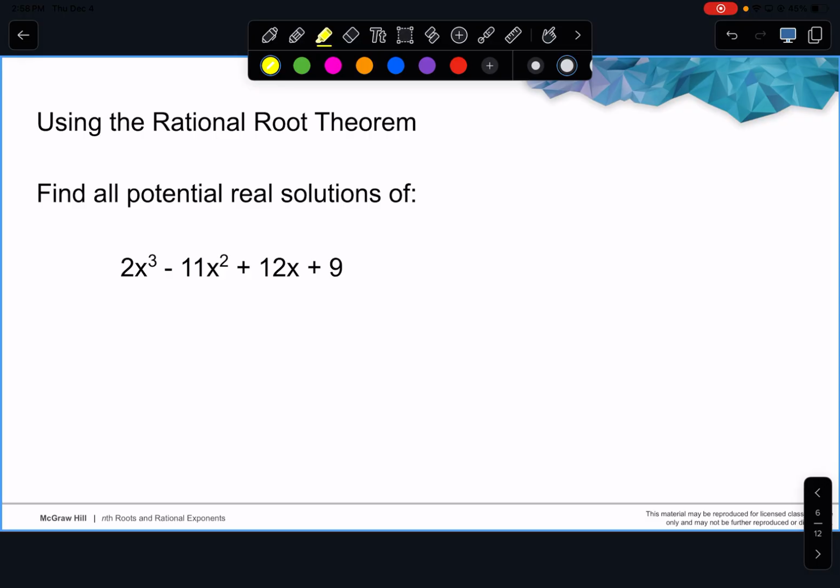We're going to use this as our guinea pig. All right? 2x cubed minus 11x squared plus 12x plus 9. Okay? And how I do this is going to be very purposeful, okay? So the first thing that I want you to do, just so you have it in your notes, is I want you to label this as the leading coefficient. I'm going to put LC. And this is our constant.